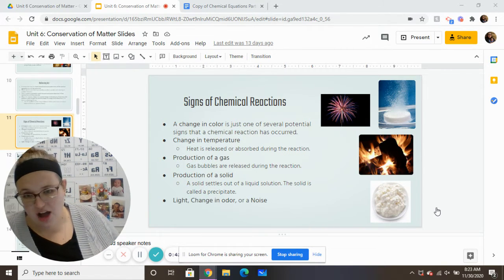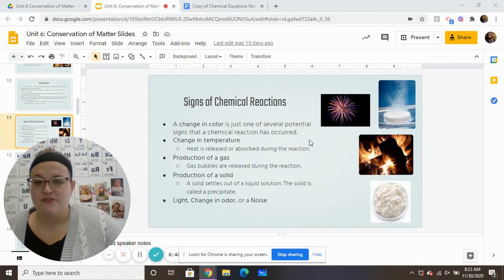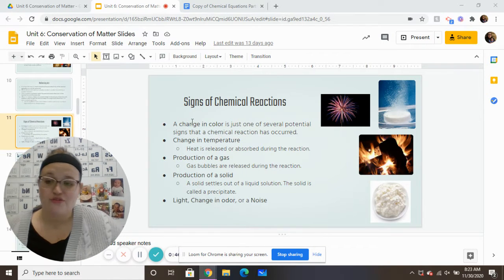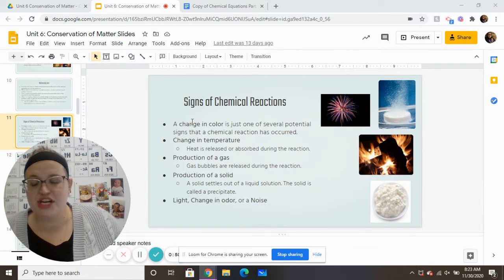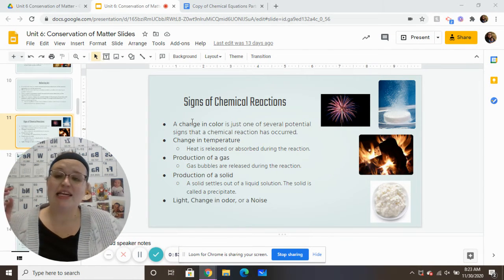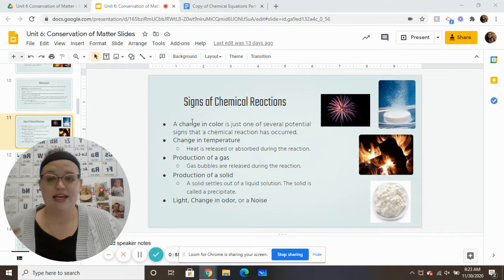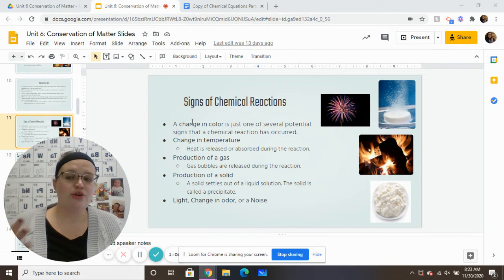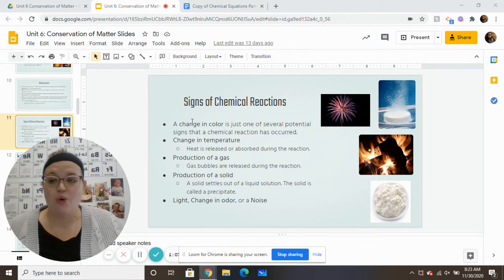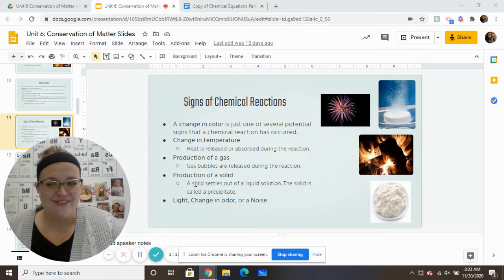There are 7 common signs of a chemical reaction. The first one is a change in color. If it starts out clear and turns white, that's a change in color. A change in temperature can either mean it gets really hot or it can get cold. Either way. Production of a gas, you're going to see bubbles. Production of a solid, this is called a precipitate. And then you'll see light, a change in odor, there wasn't a smell, now there is a smell, or a loud noise. I often like to think on this last one, anything a firework can do. That's a sign of a chemical reaction.